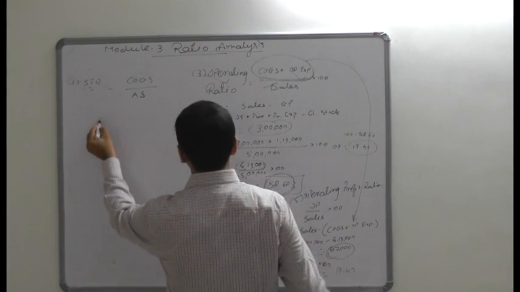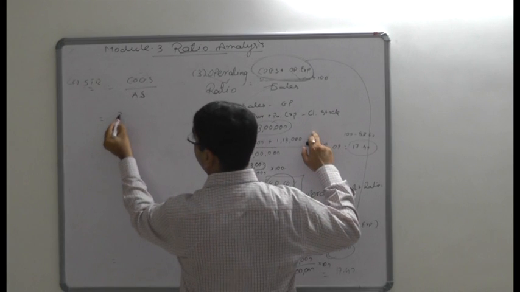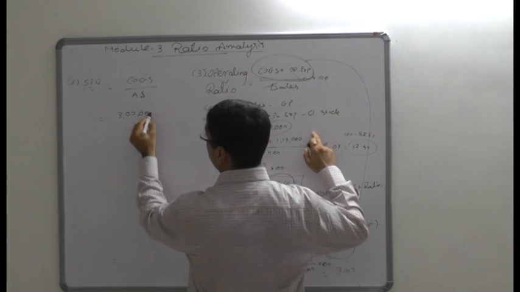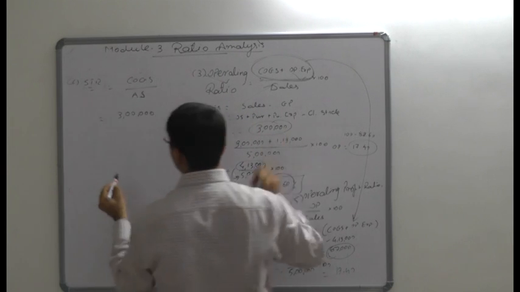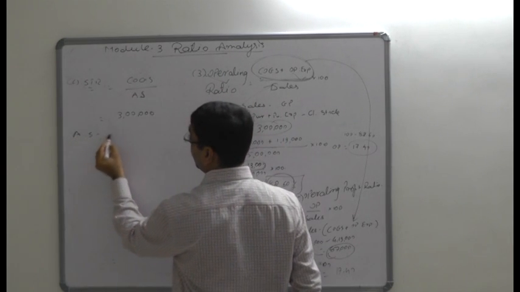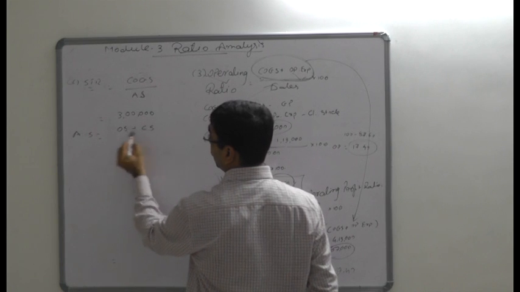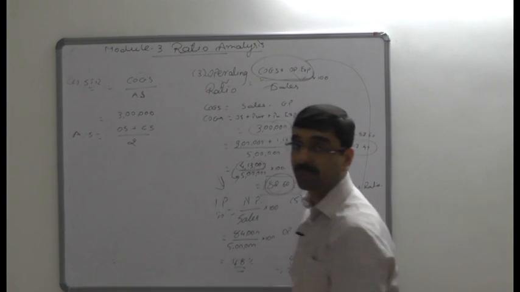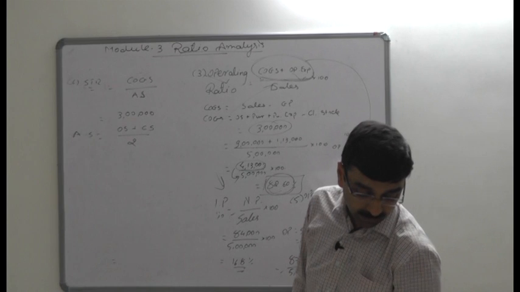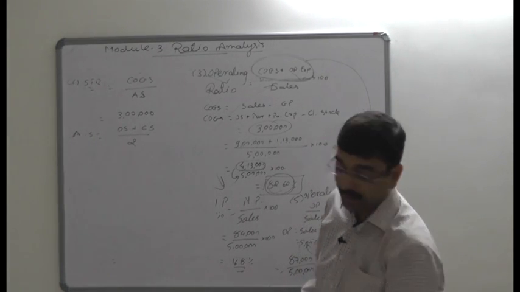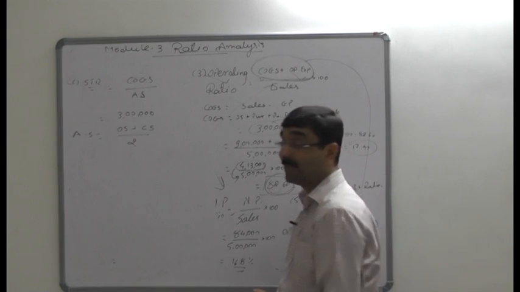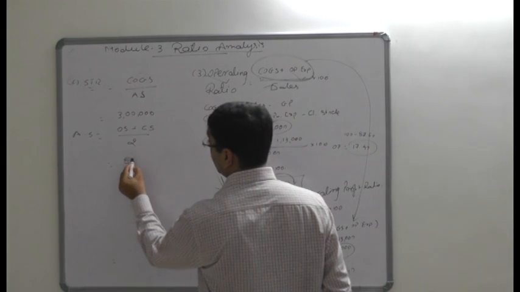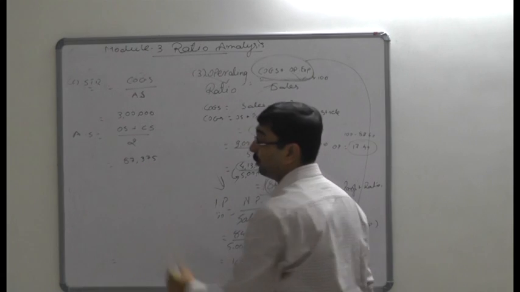Let's see. Cost of goods sold is already available here, that is 3 lakh, which was already found at the time of the operating ratio. Average stock you can find very easily: opening stock plus closing stock divided by 2. So just identify your opening stock and closing stock. The average, as per my calculation, is 87,375 rupees.